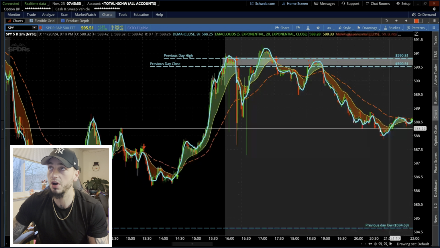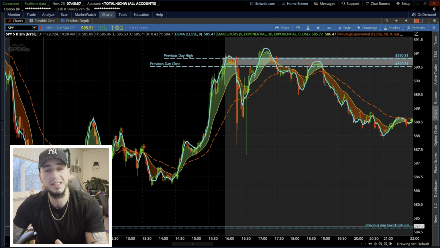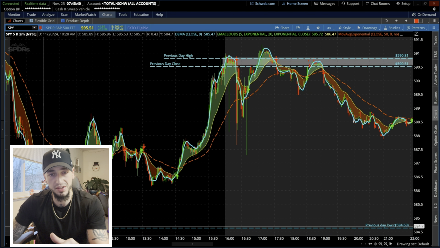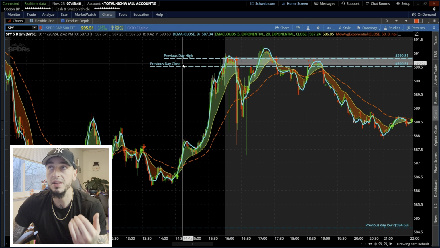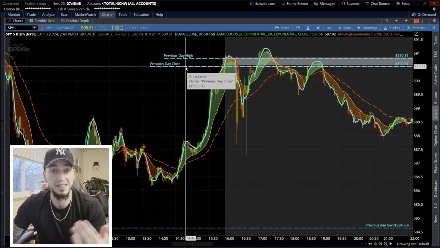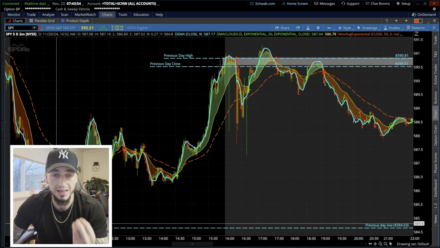So if you look at this chart right now, I have 3 critical levels mapped out. Very simple levels to identify. These are the levels I play off every single day. The previous day high, which is the highest price from the previous day. The previous day close, better known as end of day, right? This is a critical level with tons of volume. You have to watch it. And then previous day low.